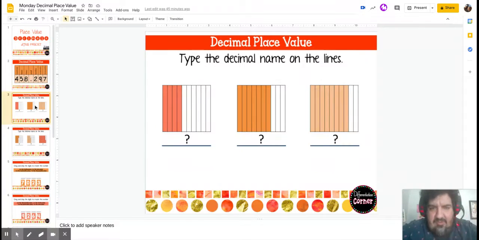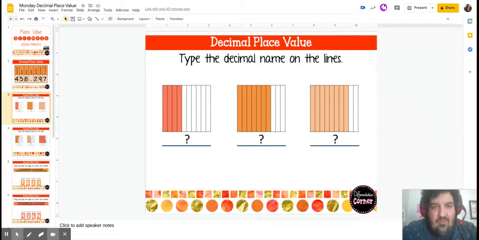All right, so here we go. We've got these 100 blocks, known sometimes as flats. You used to call them the hundreds pieces. Well, now they're the ones pieces. That square you normally are holding is your one whole. If we cut it up into 10 equal pieces, that becomes the tenths. And if you chop it up into 100 equal pieces, they're the hundredths.